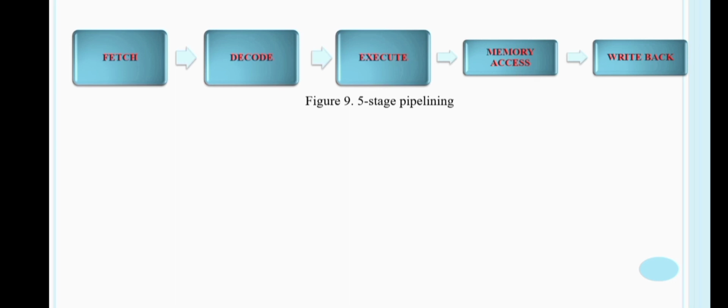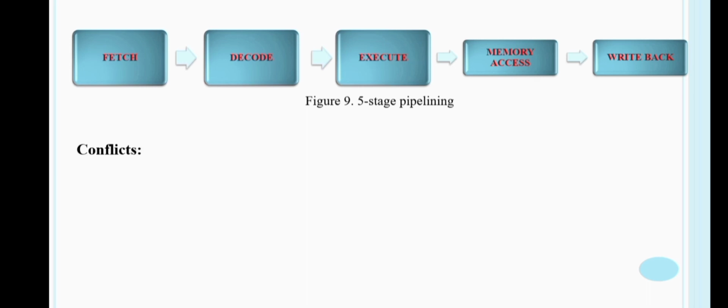Fourth stage is memory access. If there is any data that needs to be accessed, it is done in the memory stage. Fifth stage is write back. If we need to store the result in the destination, it is done during the write back stage.